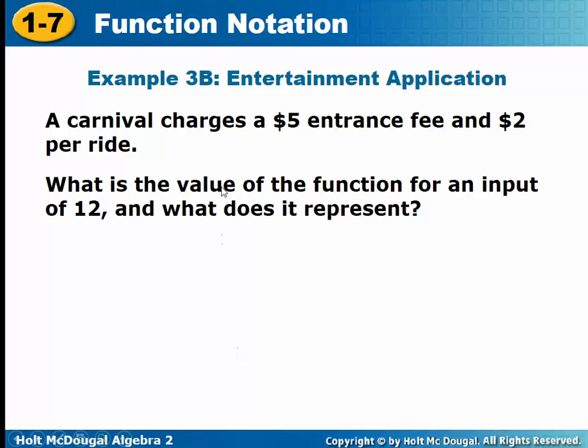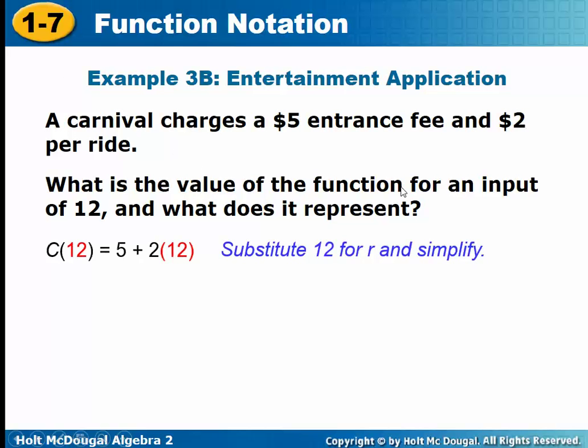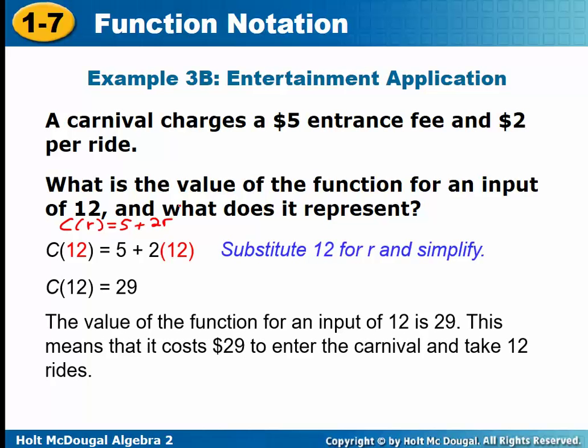This is another example where this is the same example, but it says what is the value of the function for an input of 12 and what does it represent? So you would write your function again, which was on the last page, C of R equals 5 plus 2R, and we just replaced our R with 12 because that's how many rides it's going to be. And you find that your cost is $29. So when it says what does it represent, it means that it's going to cost $29. So you should be able to say, what does this mean when you're done and for real-world problems?